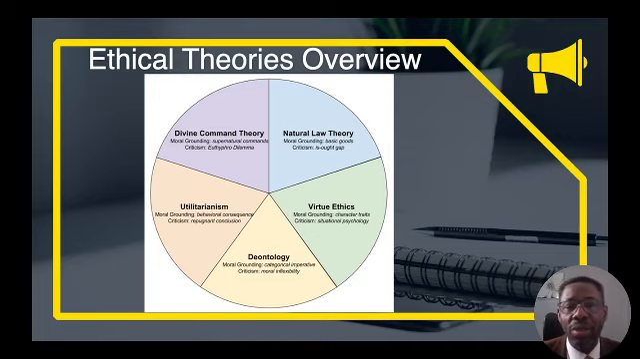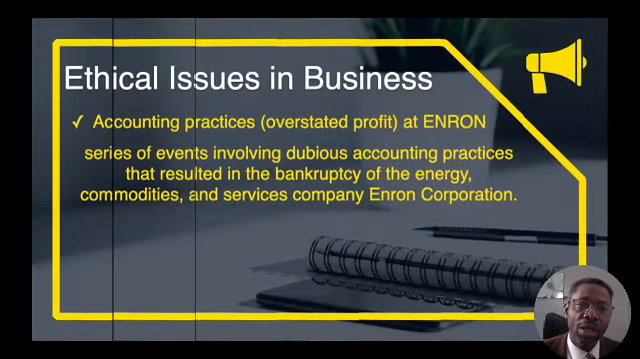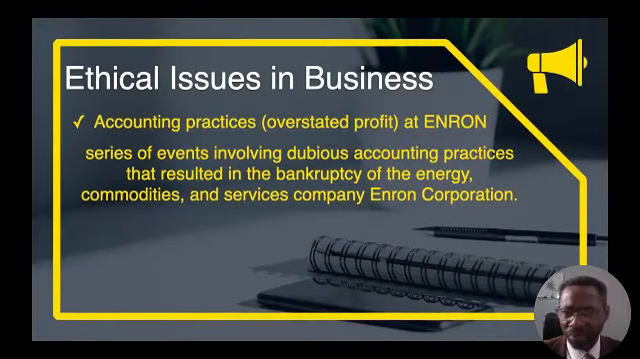Okay, so you can look at the next slide there. Let's go on to the next aspect, looking at the case study of Enron as an example of a corporate organization that actually went into problems because of the challenge of corporate ethics. In the case of Enron, it was a very large American organization, into energy, commodities, and servicing, but because of dubious accounting practices, it ran into trouble.